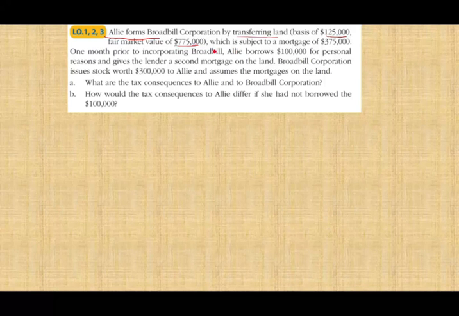Now, this asset is subject to a mortgage of 375. One month prior to incorporating this company, Ali borrows 100,000 for personal reasons and gives the lender a second mortgage on the land. Hold on a second. What happened here is Ali took out a loan, and that loan is a personal loan. Remember, once we have a personal loan, it's going to taint all the loans. B Corporation issues stock worth 300,000 to Ali and assumes the mortgage on the land.